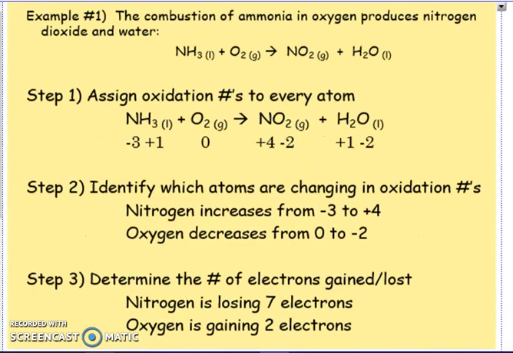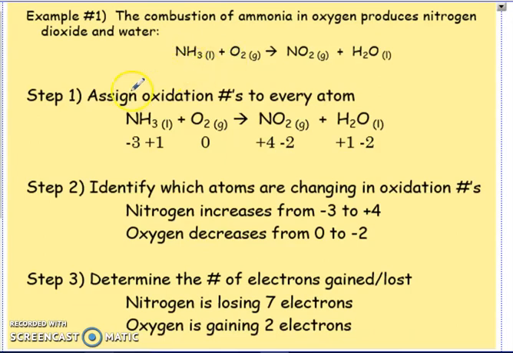So let's take a look. This first one is already done for you, so I'm going to walk you through this verbally. And then there'll be one that you can try on your own. You'll pause the video and then give it a shot. So this says we have the combustion of ammonia in oxygen produces nitrogen dioxide and water. So here's our unbalanced reaction.